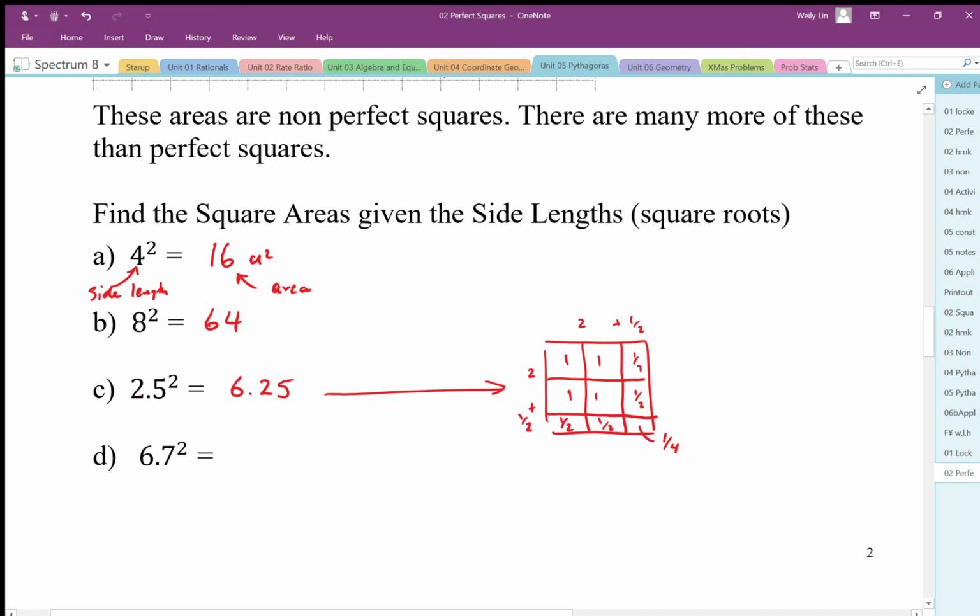6.7 squared, I need my calculator for this one. So if I go 6.7 squared, I end up with, it should be a little bit less than 49, so I get 44.89. And again, the 44.89 represents the area, the number of squares, when my edge length is 6.7.